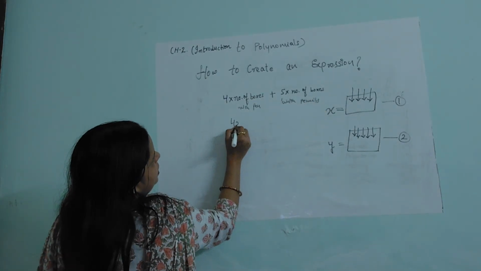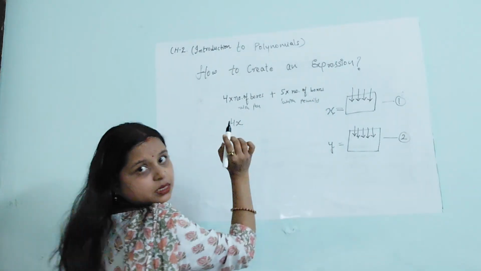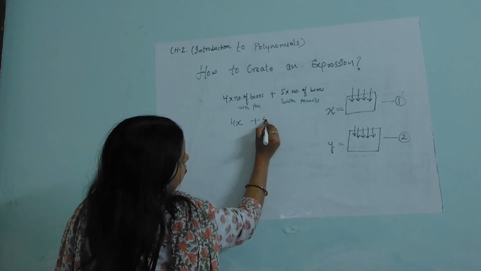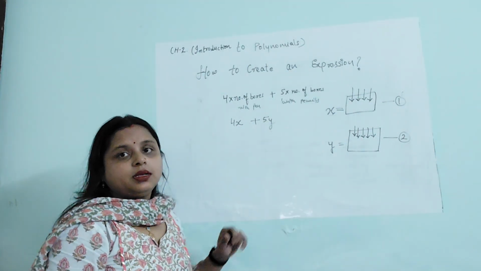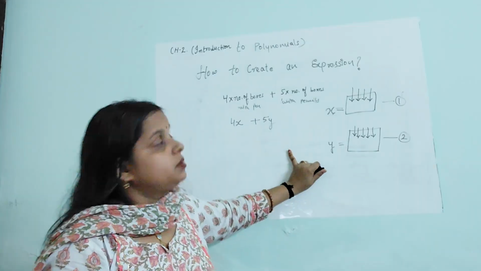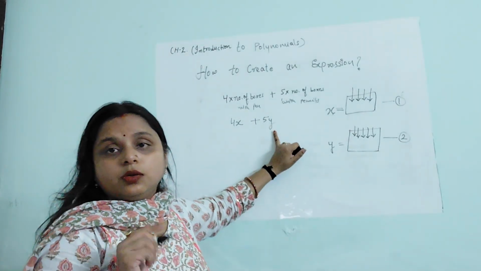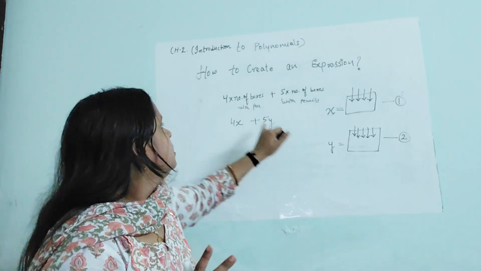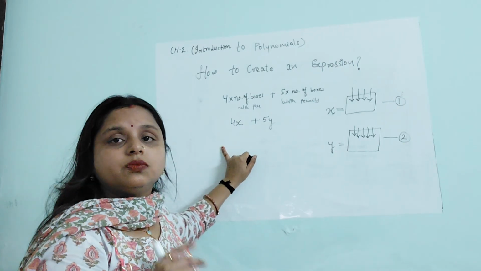That means 4x, number of boxes is x here, 4x plus 5y. So this is an expression. So this is an expression with 2 variables. Okay, now you got it, how to create an expression.